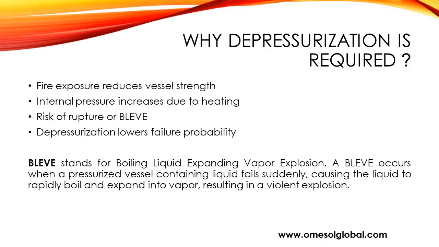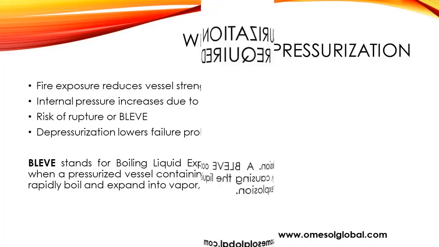During a fire, a vessel is exposed to very high external temperatures. As the metal temperature increases, the mechanical strength of the vessel decreases. At the same time, the internal pressure increases because the contained fluid expands as it is heated. If no action is taken, this combination can lead to vessel rupture or catastrophic failure, such as a BLEVE. Depressurization reduces internal pressure and therefore significantly lowers the probability of failure.